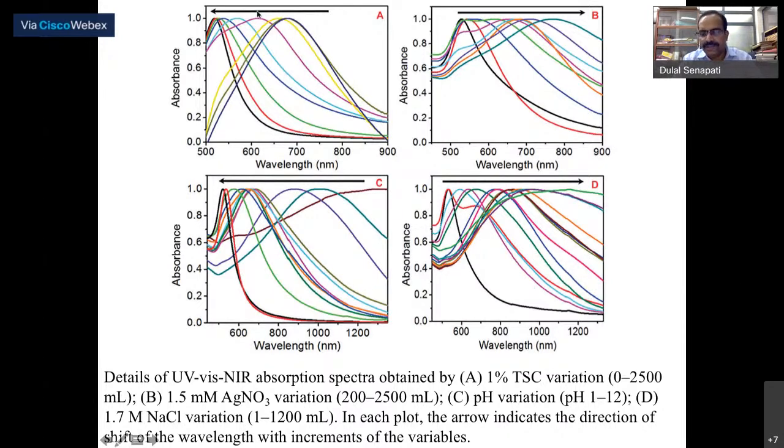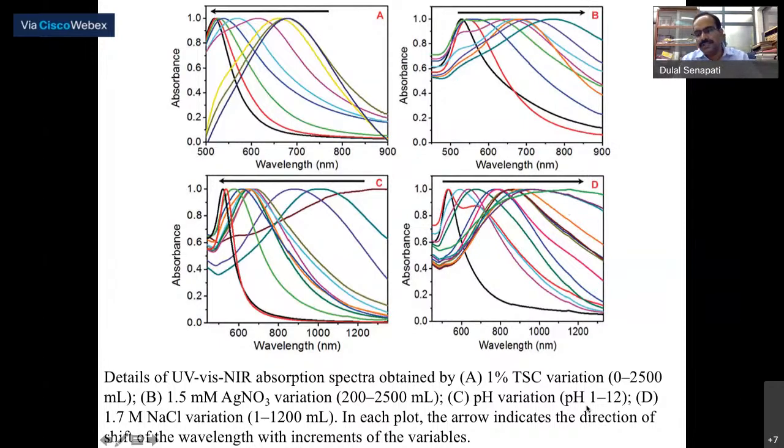So once we vary the concentration of TSC, we could vary their plasmonic absorbance from 500 to 700. Similarly, if we vary the amount of silver nitrate, we could vary their plasmonics as well. Then if we vary the pH, we could vary the plasmonic from 500 to something like 1000 nm. But if we vary the sodium chloride concentration, then easily we can generate nanoparticles which have absorbance maximum varying from 500 nanometer to 1200.